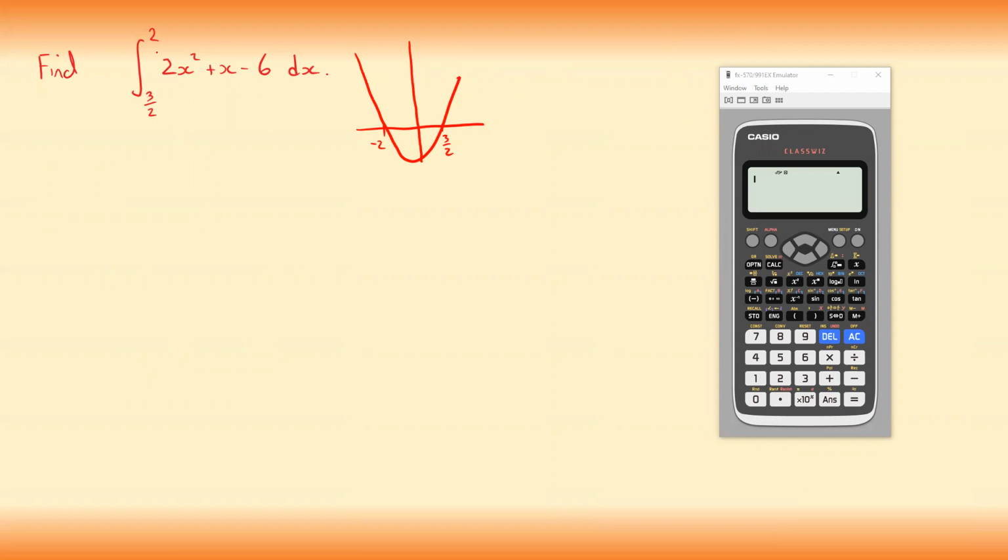So I've put here between 3/2 and 2. So 3/2 is here, and let's say 2 is about here. So the area I'm looking for is just this bit here. It's the area underneath that curve and sandwiched between my x-axis. So it's just that red section there. Usually we'd want to integrate this manually, and then we'd substitute in the upper limit minus the lower limit. Your calculator can do all of that for us.